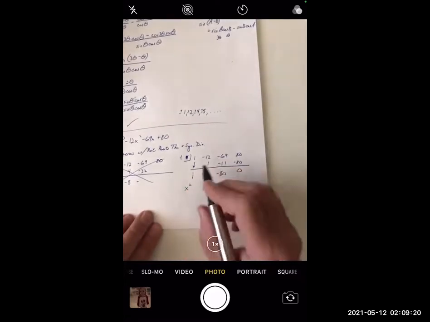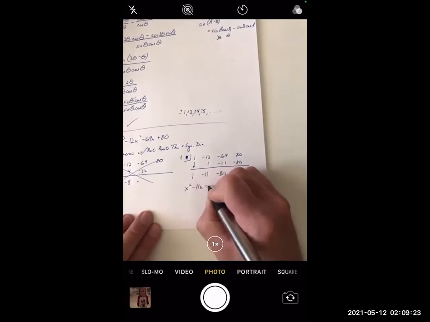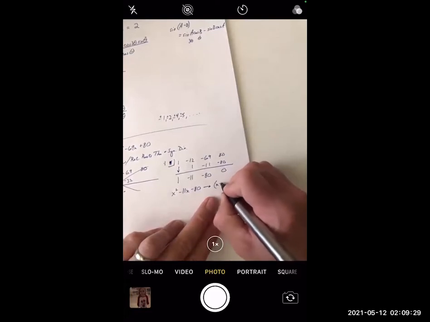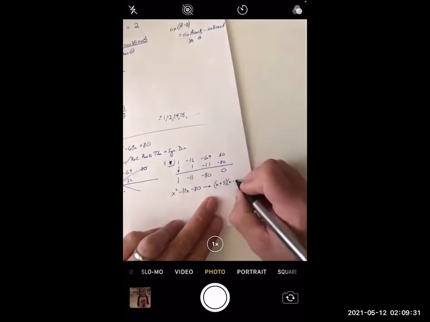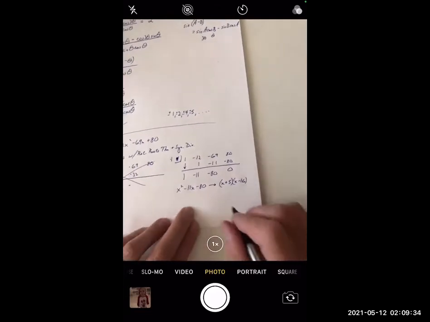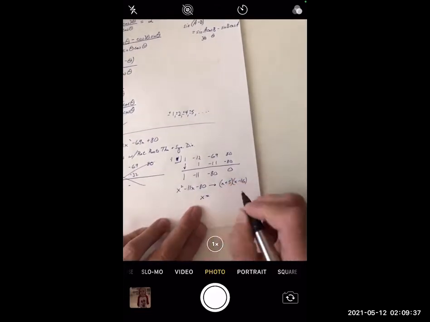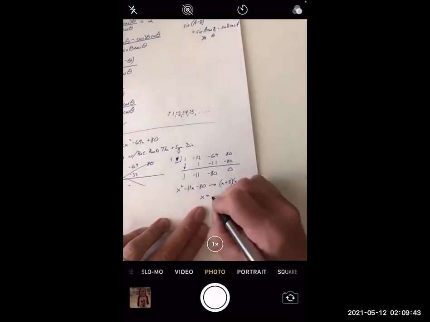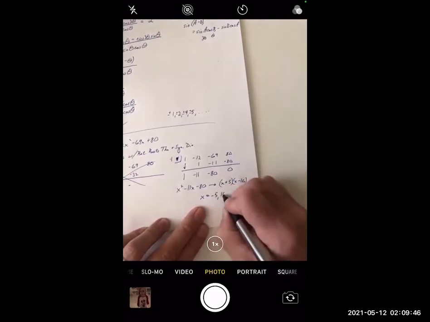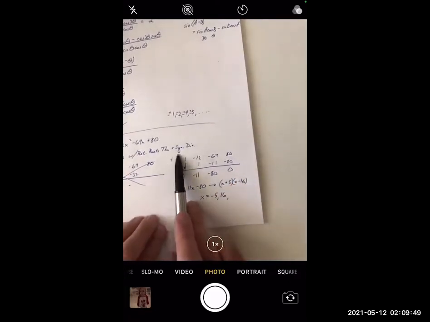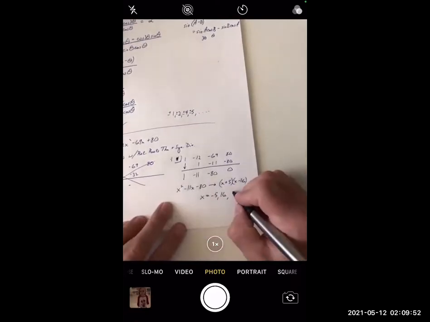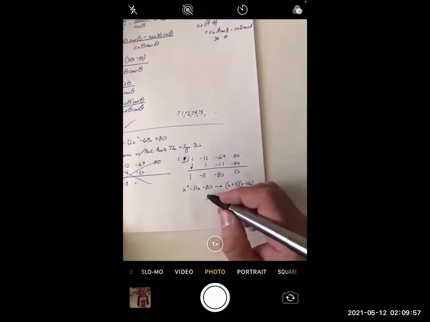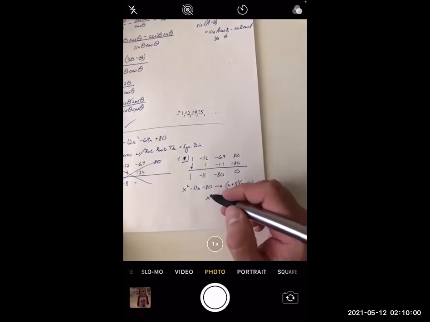So you're trying to factor x squared minus 11x minus 80, which would be x plus 5, x minus 16. Your answers would be whatever makes your factors 0, so negative 5, 16, and the number that worked in your synthetic division, the 1. So those would be your zeros.